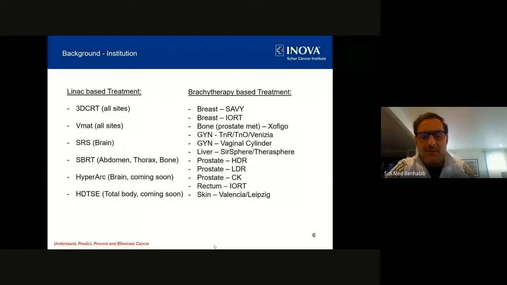And the SBRT, we do offer SBRTs for abdomen, thorax, and bone, spine, with both CyberKnife and TrueBeam machines. And for the brachytherapy, we cover a wide variety of brachy treatment. SAVI for breast, we do IORTs, intra-op for breast, Zeiss for prostate, MAT for bone, basically GYN. We do TNR, Stendermann rings and cylinders, etc. We do a wide variety of brachytherapy treatment. Next slide, please.